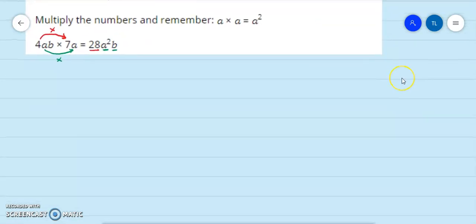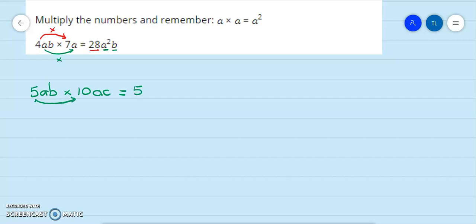I have another example. If we have 5AB times 10AC, for example, the first thing we have to do is multiply the numbers first. So we have 50 here. And then AB times AC. A times A will be A squared. How about B and C? Leave them as B and C. So we have 50 A squared BC.